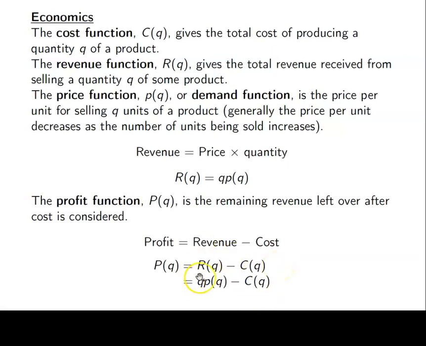If I substitute what R of Q is, because sometimes you're given a price function instead of a revenue function, then I can substitute it and consider it as Q times P of Q minus large C of Q. Remember, this little p is the name of the function. It is not a variable. Q is your quantity, the input. So you have your quantity times your price function minus your cost function for your profit.